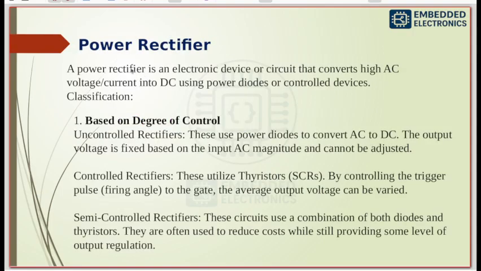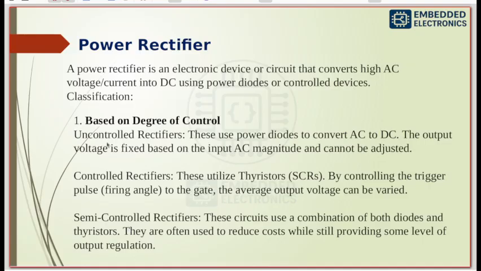Next is the power rectifier. A power rectifier is an electronic device or circuit that converts high AC voltage or current into DC using power diodes or controlled devices. Classification is based on the degree of control. There are 3 types: uncontrolled rectifier, controlled rectifier, and semi-controlled rectifier.